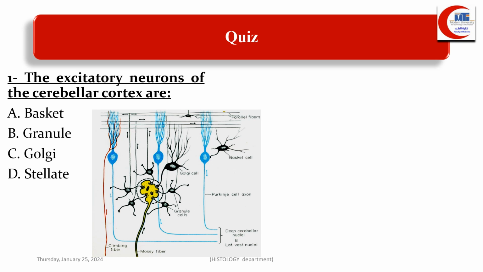Let's test yourself in this very small quiz. The excitatory neurons of the cerebellar cortex are basket, granule, Golgi, or stellate. What is the correct answer here? Yes, the correct answer is granule cell.